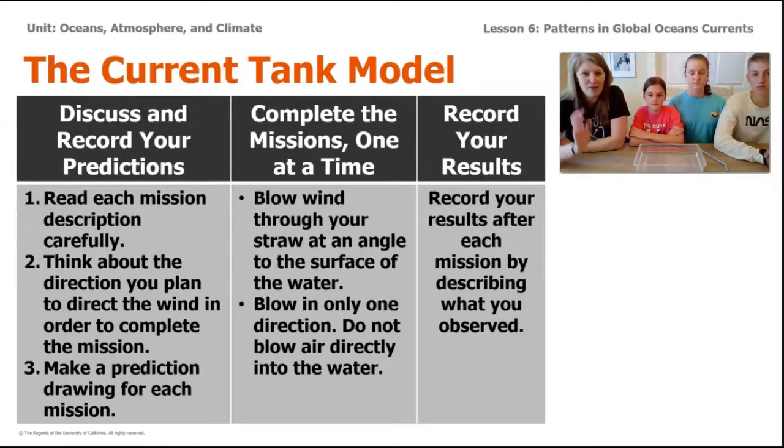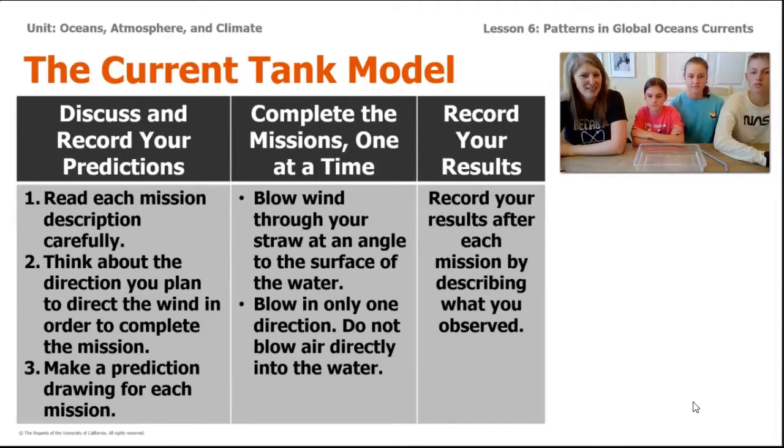Okay, so here are the 3 steps to doing this activity. First, we're going to discuss and record our predictions, and you can either draw your predictions on a piece of paper or you can just talk with each other like we're going to do here. And then think about how you could actually complete the mission, and then make a prediction with a drawing about how you think each mission will work. So once you actually discuss your predictions, then move on to the missions. There's 3 altogether, and you're going to do one at a time. And so after you're done with the mission, then discuss it or just write down some of your ideas.